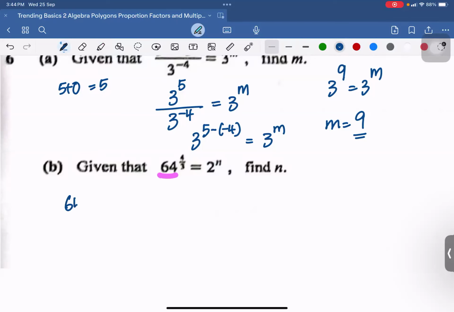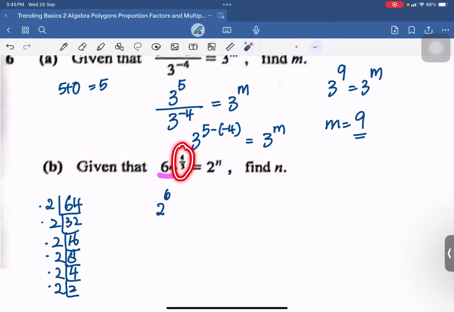Change 64 to the smallest power, base 2. So 64 divided by 2, you get 32. Divide by 2 again, 16, then 8. So 64 is 2 to the power 1, 2, 3, 4, 5, 6. So 2 to the power of 6. But outside there is still a 4 over 3, so I have a bracket with 4 over 3.